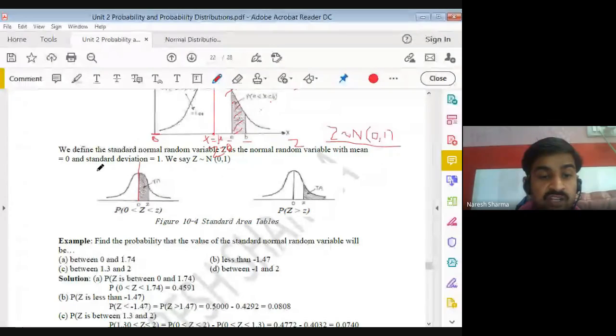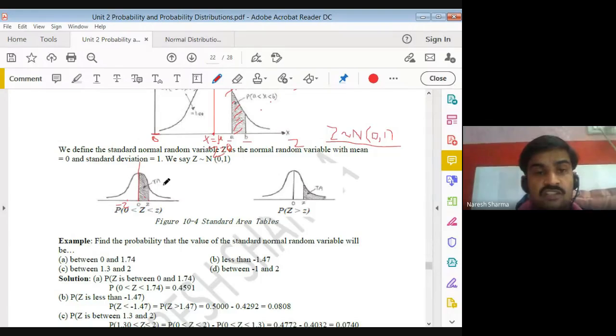I just mean that if we take z here and minus z on this side, the area covered from minus z to 0 is the same as the area covered from 0 to z. So as both sides are symmetric with each other, right?